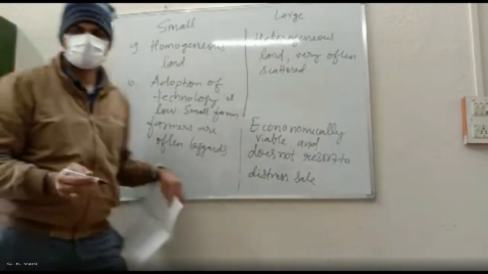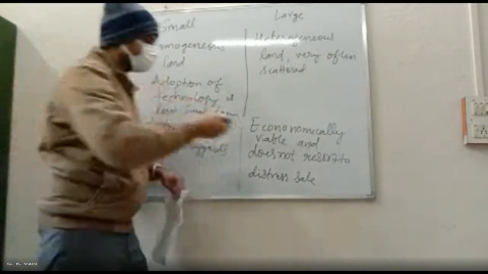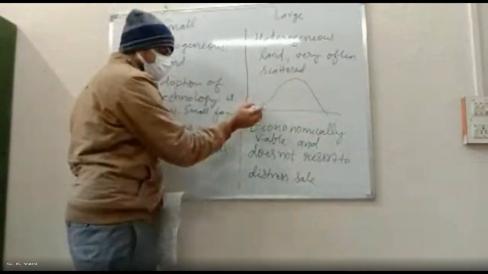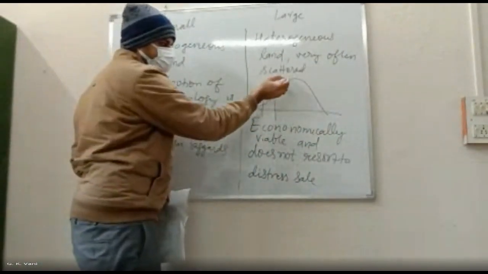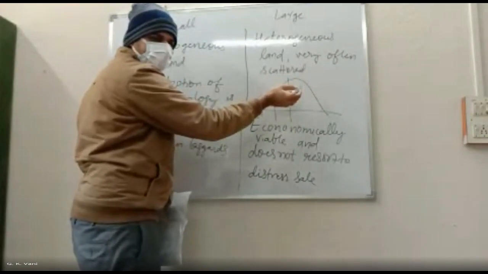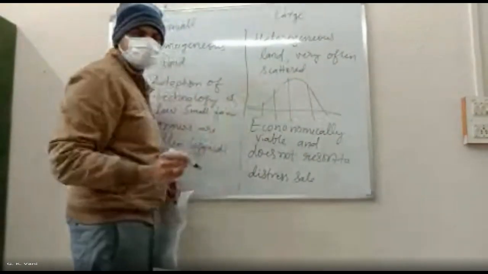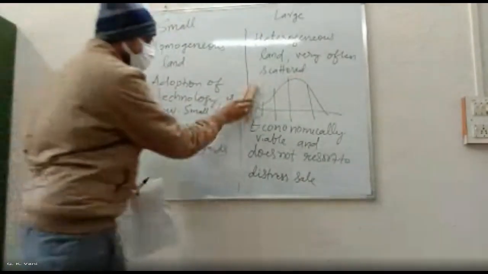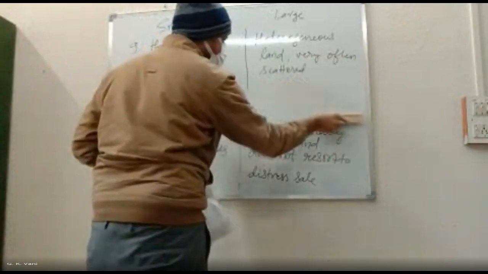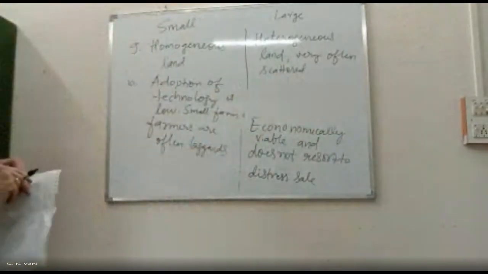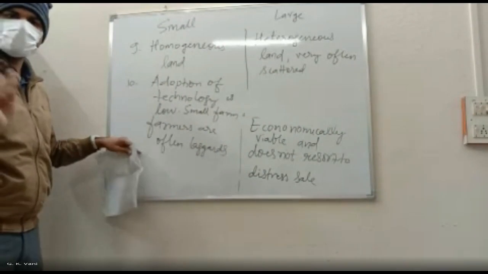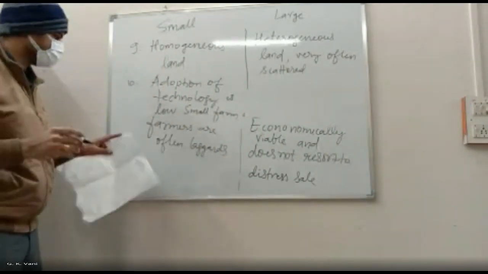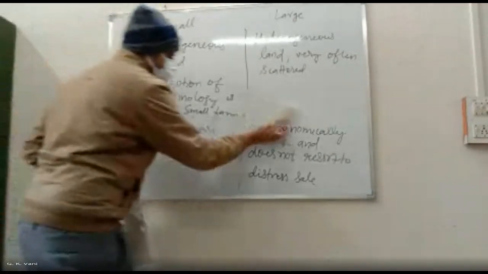In extension, you must have seen a curve like this, the adoption curve. So here are innovators, early adopters, late adopters, right? And at the last, laggards. Heard of this in extension? So small farmers are often laggards. They are the last people to adopt. So they lack in adoption of technology.